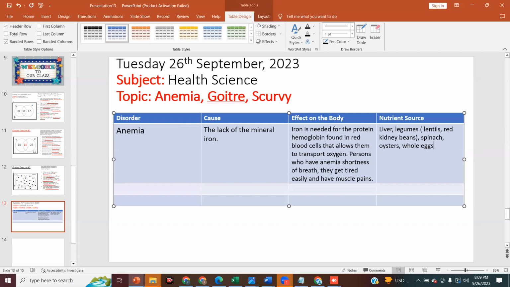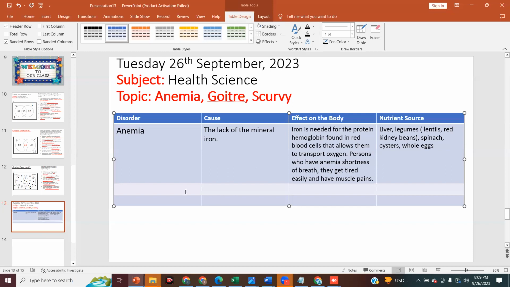Mr. Petit, go ahead. What do you mean by whole eggs? You mean like scrambled eggs? Yeah, that's what I mean, like eggs you get from the food store, that type of egg. And also fortified cereals too.